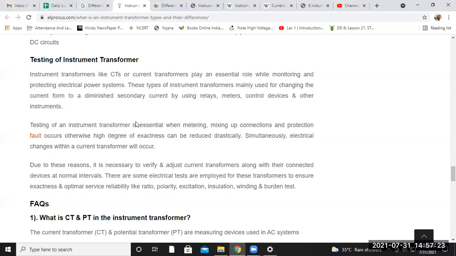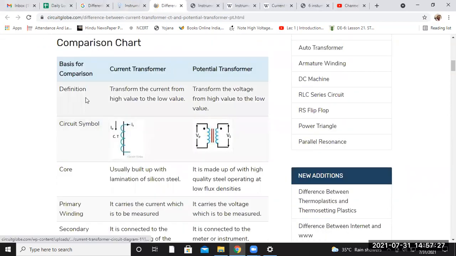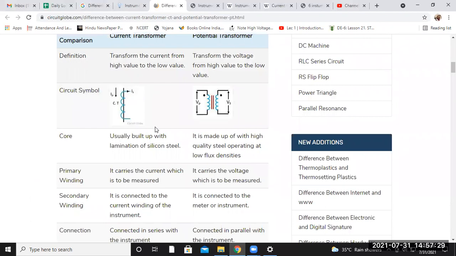There are some other differences between CT and PT. If we compare the different types of CT and PT, we can see that if you find the value of definition, then for CT it is written here: it transforms the current from higher value to the lower value. That is the first point. The potential transformer transforms from higher value of voltage to the lower value of voltage.